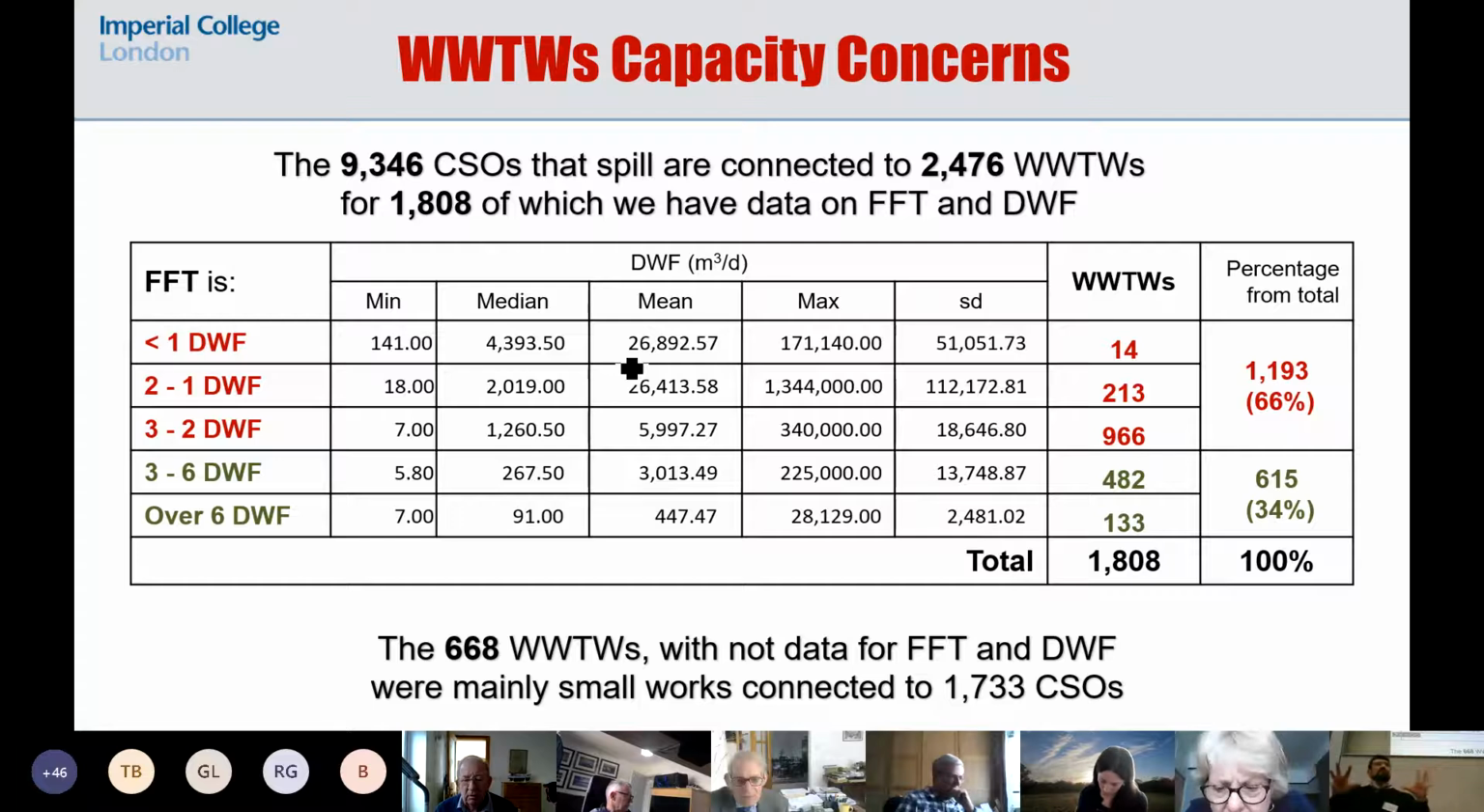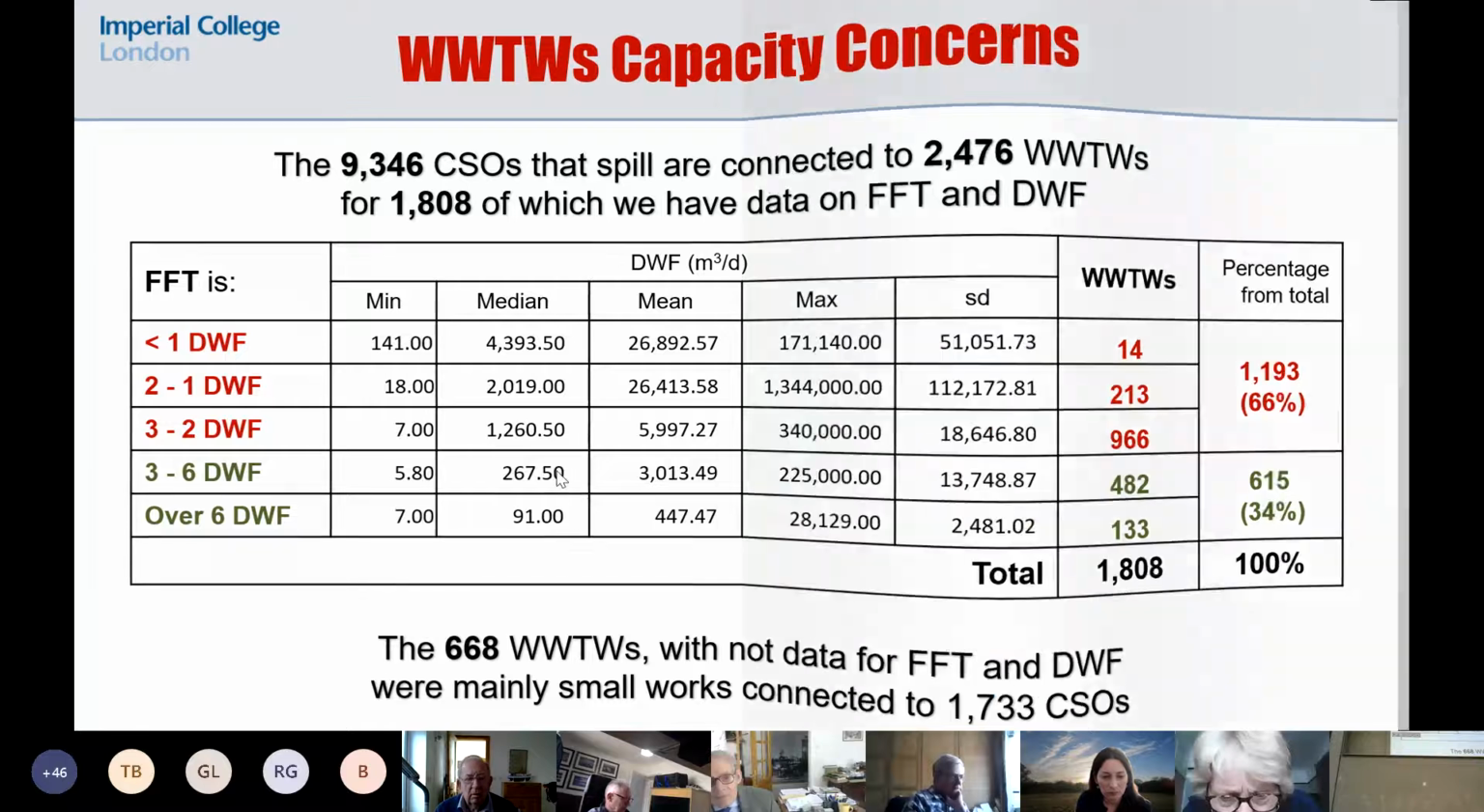That is understandable in some respects because they have more ability to scale up, to balance the flows, but still it is an indication because we know that they also spill when they shouldn't. For 668 works we didn't have data because we couldn't do this work. They're actually small works. The reason we don't have the data is because they are small, although they are connected to 1,733 CSOs, to be accurate in terms of the numbers.